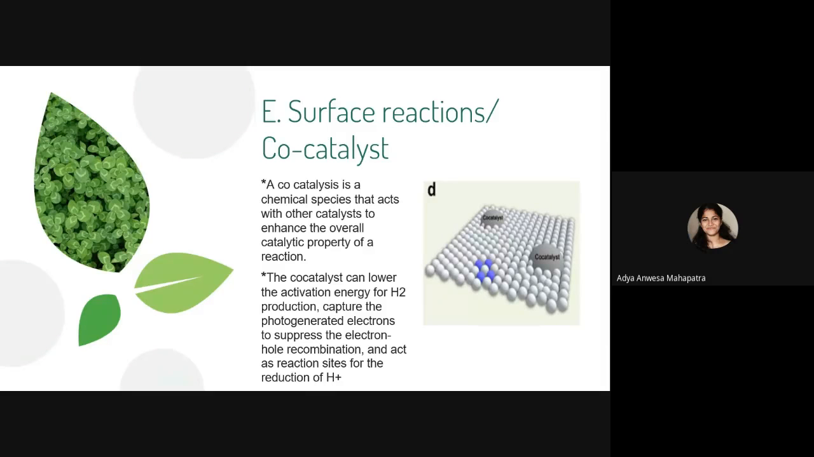So first of all, what is a co-catalyst? A co-catalyst is a chemical species that acts with other catalysts to enhance the overall catalytic property of a reaction. Loading metal co-catalysts is the most popular way to increase the activity of the semiconductor. Loading a co-catalyst onto a semiconductor can lower its voltage and also the activation energy for hydrogen production. It can also capture the electrons to suppress electron-hole recombination, and the co-catalyst can also act as a reaction site for reduction of H+. Transition metals and their oxides have been employed as co-catalysts to enhance the rate of reduction of H+.